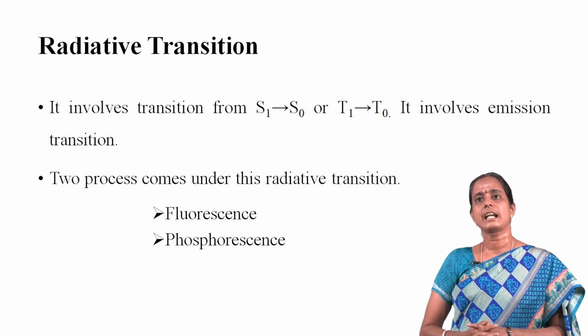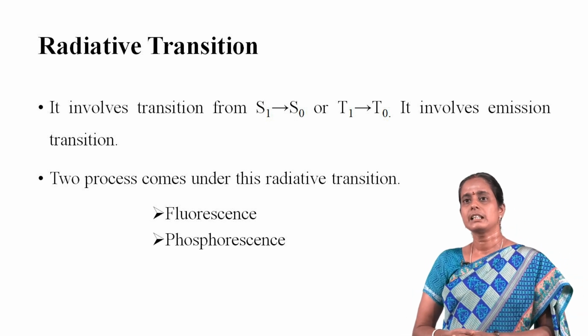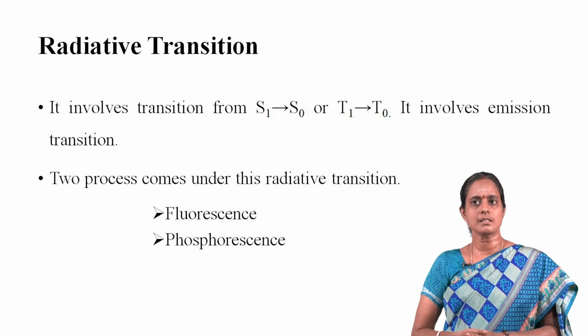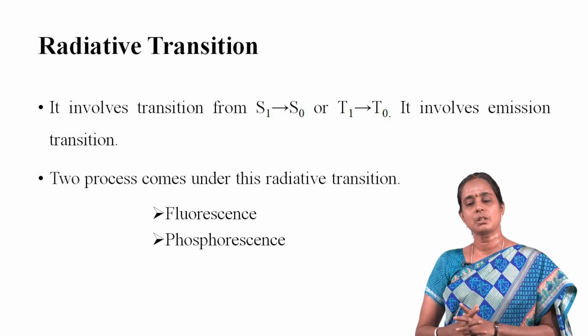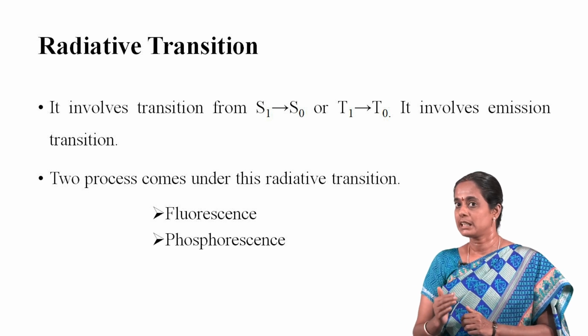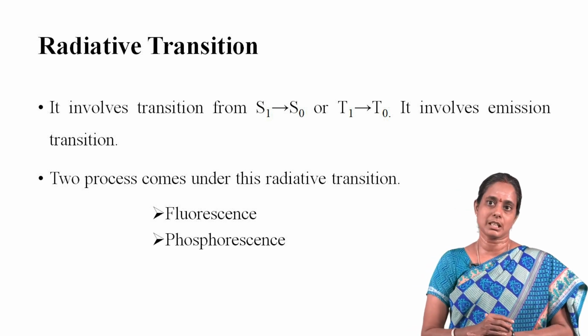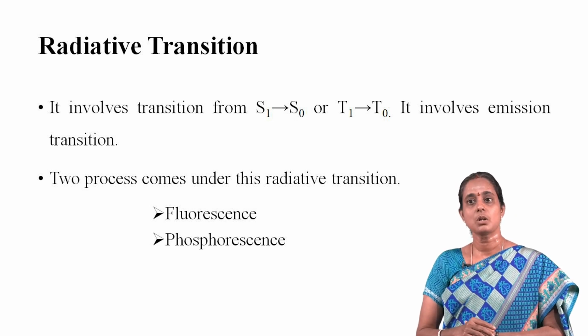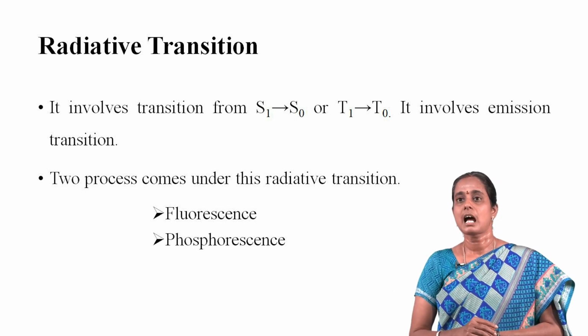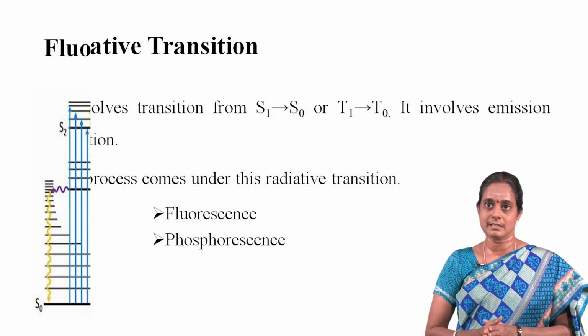Next we see radiative transition. The radiative transition involves transitions from S1 to S0 or T1 to T0. It involves emission. There are two processes of radiative transition: one is fluorescence and the other is phosphorescence.